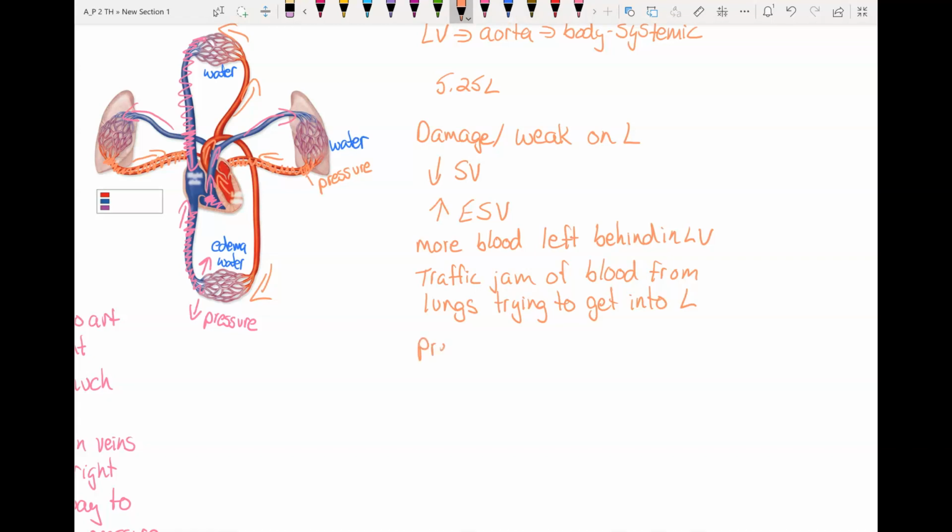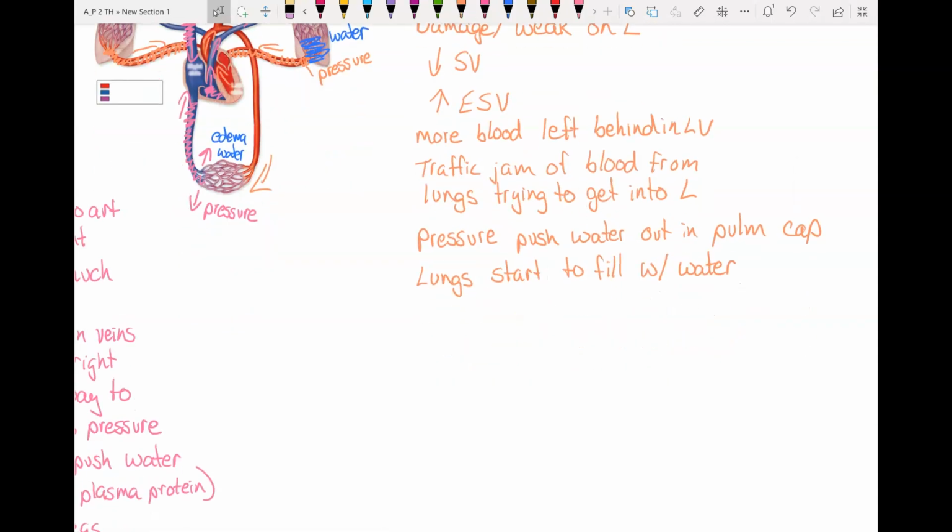So now we have pressure that is going to push water out in the pulmonary capillaries. Well, this is in your lungs. So now, instead of getting edema, you get water in your lungs. The lungs will actually start to fill up with water. Well, if your lungs start to fill with water, you're going to have trouble breathing. You're going to get shortness of breath.